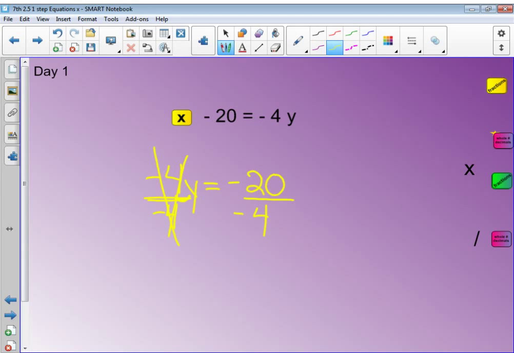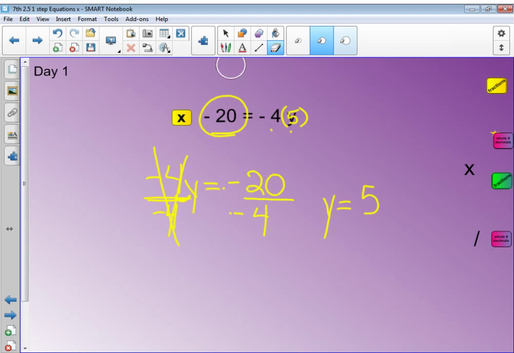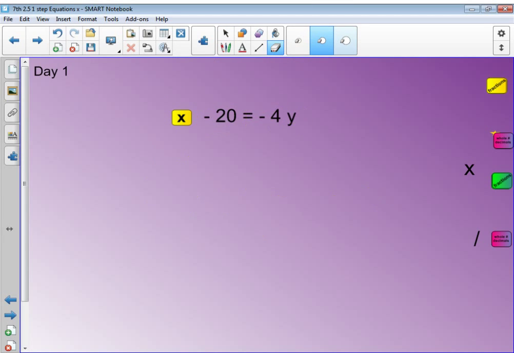Now we have y equals negative 20 divided by negative 4. Two negatives make a positive, and 20 divided by 4 equals 5. So here we've just found out that y equals 5. If we substitute 5 in place of y, negative 4 times 5 does give us negative 20. So we solved this one correctly. Okay, so we're going to practice a couple more of those.